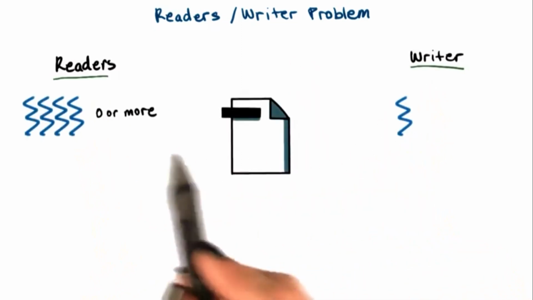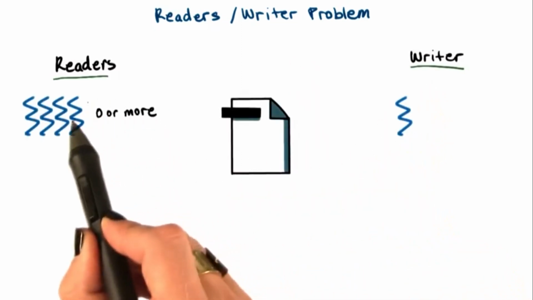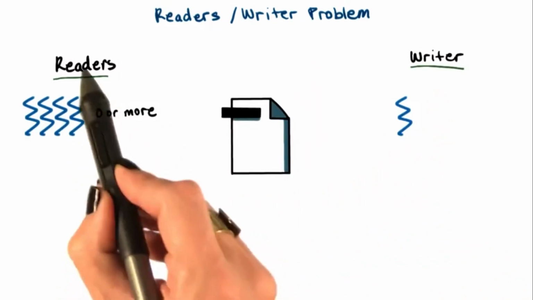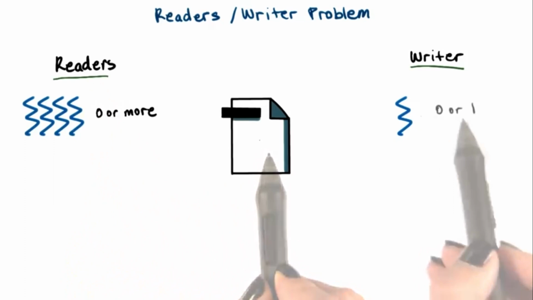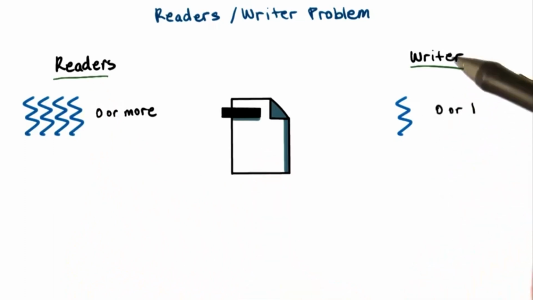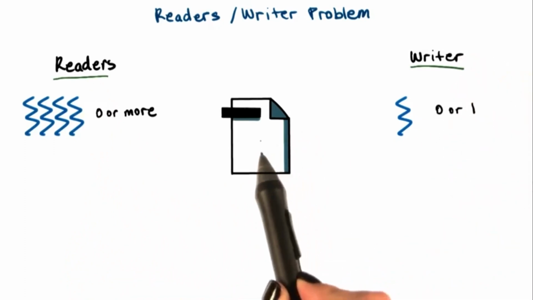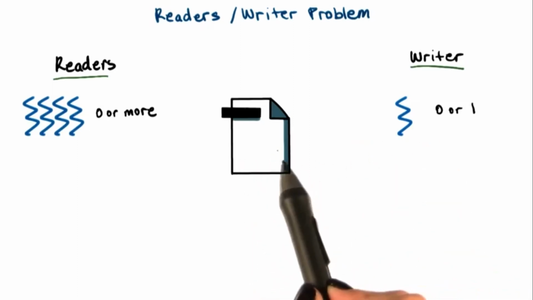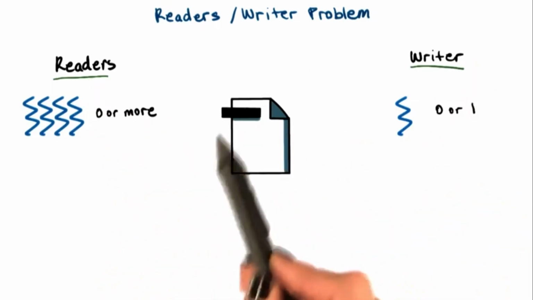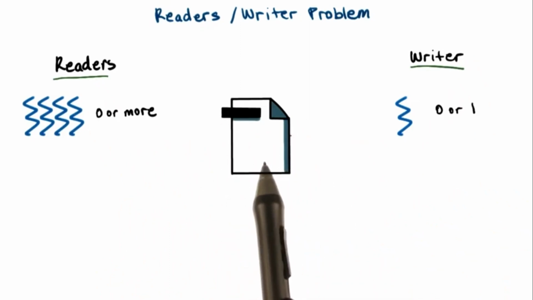The readers-writers problem is such that at any given point in time, 0 or more reader threads can access this resource, but only 0 or 1 writer threads can access the resource concurrently. And clearly, we cannot have a situation in which a reader and a writer thread are accessing the shared resource at the same time.